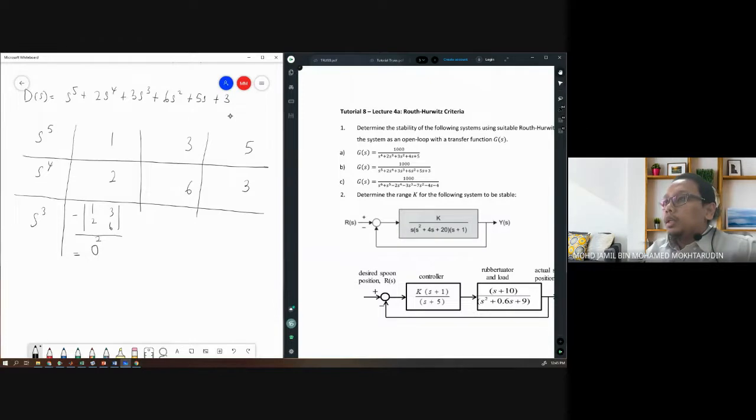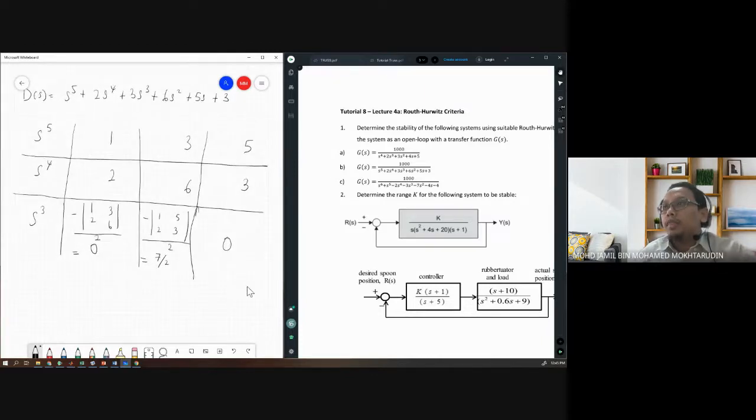Okay, and then the second column, we get 1, 2, 5, 3. So 10 minus 3, 7 over 2. Okay, so we get 0 in this first column. So we need to modify the transfer function or modify the denominator according to case number 1.